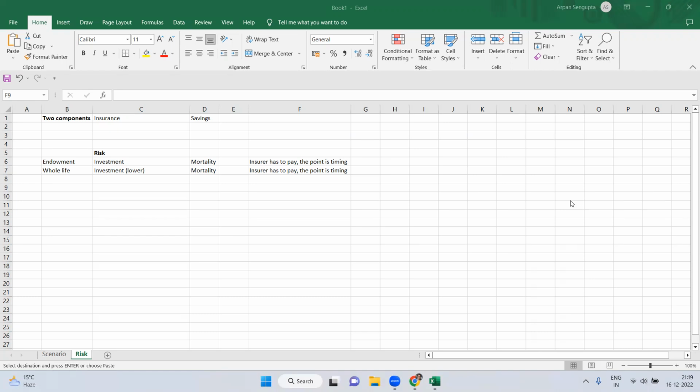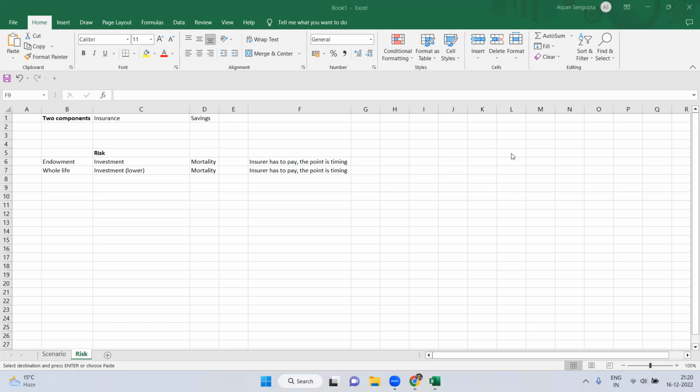Okay, so moving on. First of all, endowment and whole life. In any insurance product, there are two components, right? One is insurance, one is saving, and those are captured in the sum assured. For term assurance products, for example, there is only an insurance component, no saving component, because only when the person dies within a particular term do you get the benefit. But for other products like endowment and whole life, there are both components, insurance and saving.